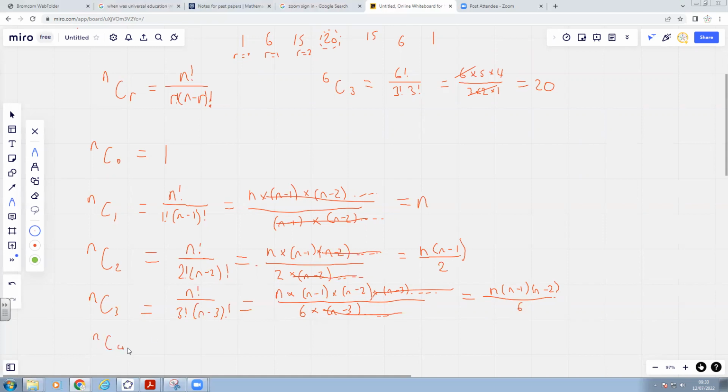I hope you can guess what n choose 4 is going to be, because you can see we're building up a pattern here. The next one's going to be n, (n minus 1), (n minus 2), (n minus 3) on the top. But rather than being over 3 factorial, we're going to be over 4 factorial this time, which is actually the same as 24. Yeah, I'm going to use all those ideas later on.